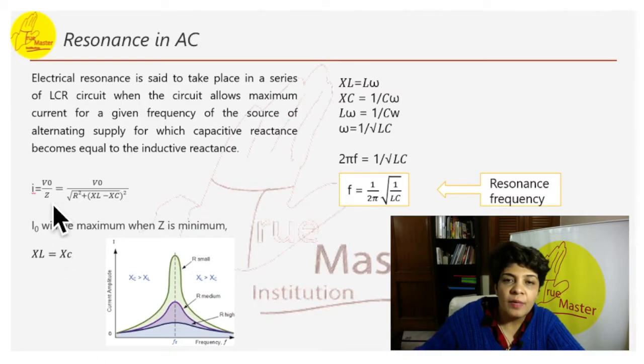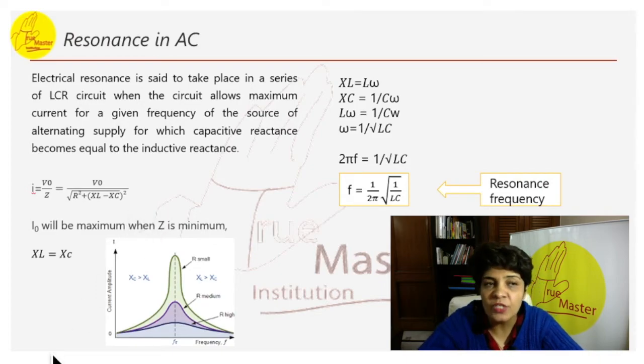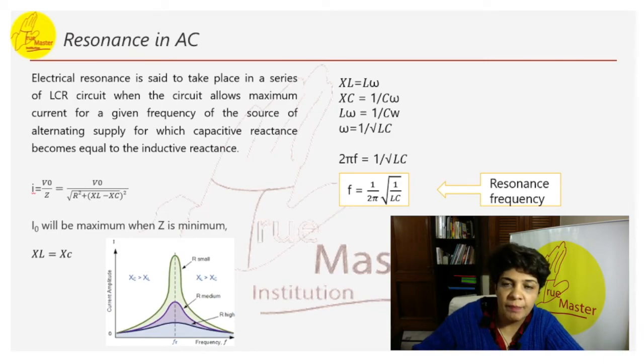So here, V0 by putting the value of Z, root of R square plus (XL minus XC) square. If XL equals XC, then Z will be minimum. So this impedance will be minimum. In that case, the value of I will be maximum. So this graph here shows the variation of current amplitude with frequency in the LCR circuit. The first curve, with maximum current, has the lowest resistance.